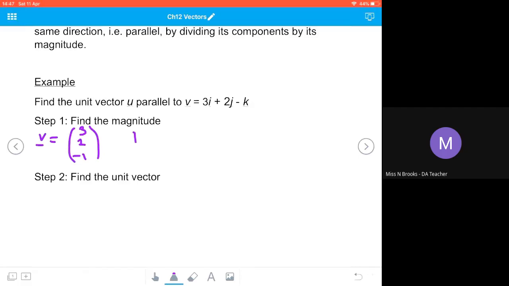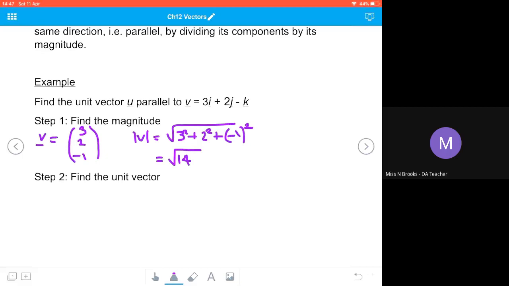And then we want to calculate the magnitude. So the magnitude of v is going to be 3 squared plus 2 squared plus negative 1 squared, and we're going to square root that, and leave it in surd format. So our answer is root 14. Now, the next thing we need to do is find that unit vector, and as it says above, we're going to divide each of the components by the magnitude.